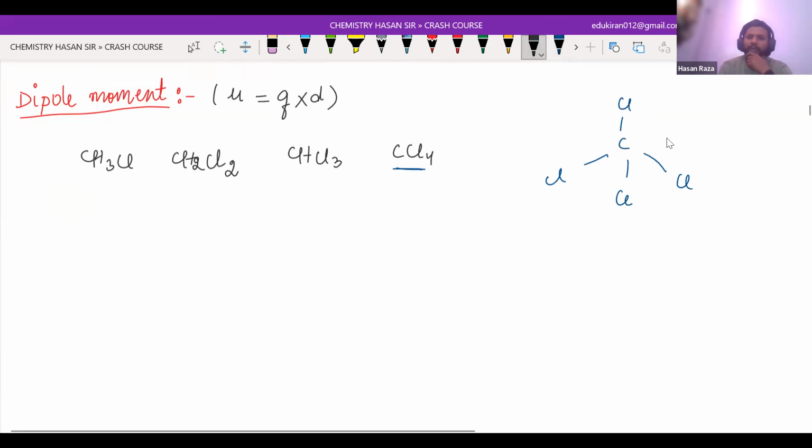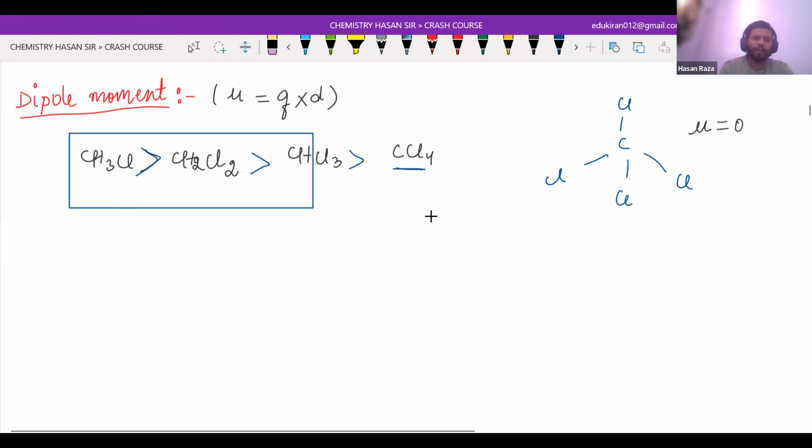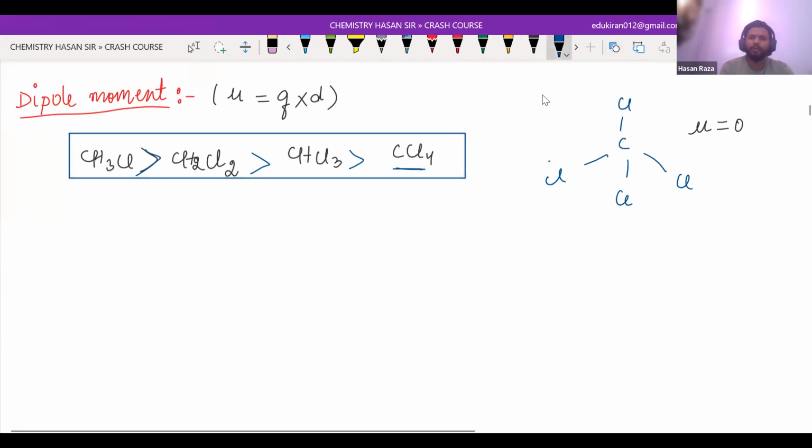And when you are going to calculate the mu of CCl4, CS2 or CF4, the mu will be... So always remember, when the number of halogens increases in the alkyl part, the dipole moment decreases. So the compounds in this series are CH3Cl, CH2Cl2, CHCl3, and CCl4.